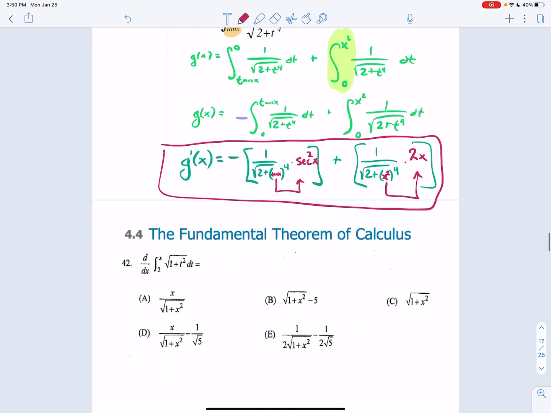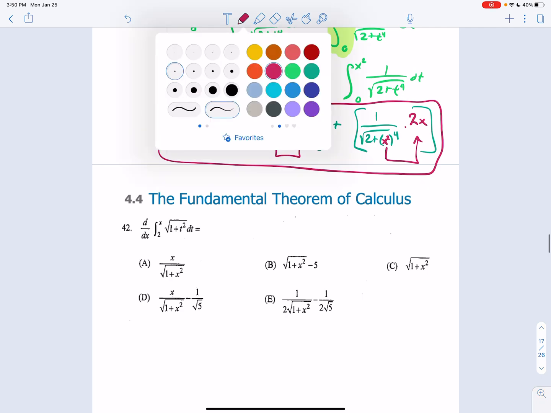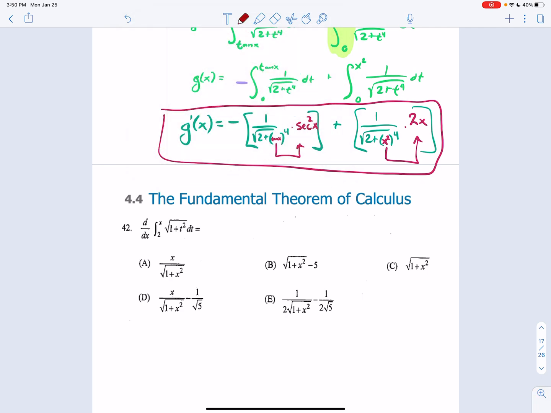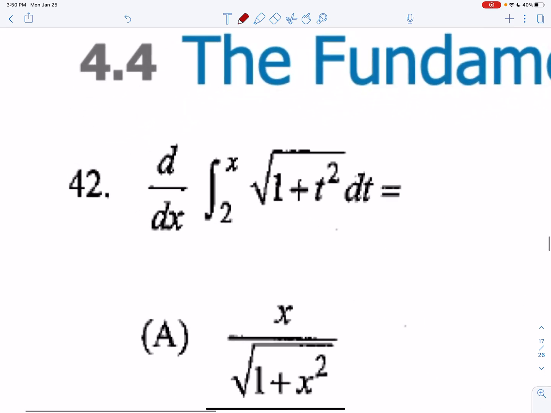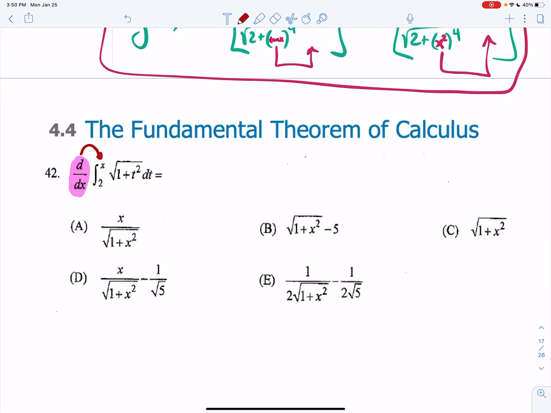Okay, so rapid fire questions. Here we go. You don't have to write it down. You just have to answer it. These were some AP released questions. I kid you not, okay? AP released questions. So questions that you would see on the AP exam. Now here, some things that you might not have seen in this lesson, but d over dx is just the derivative. So they're really asking us, well, what's the derivative of this integral? Okay, try that on your own. Press play when you're ready.